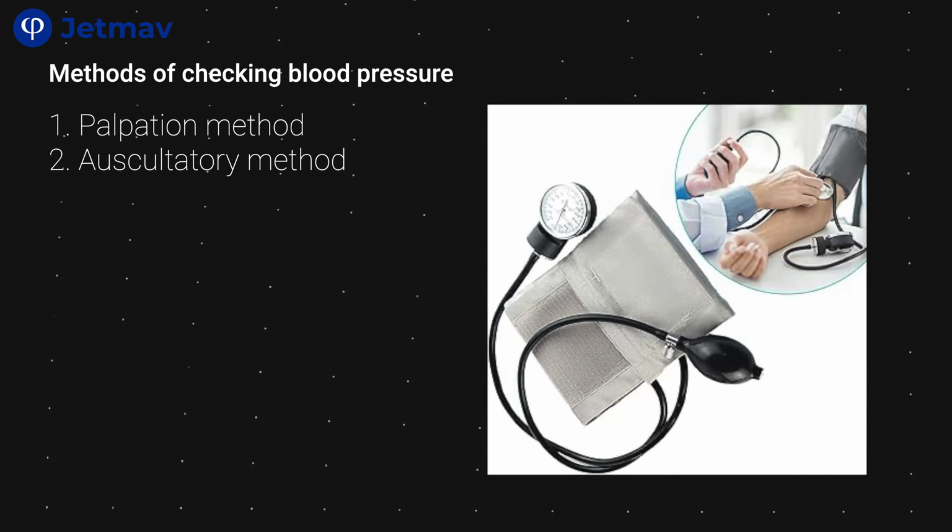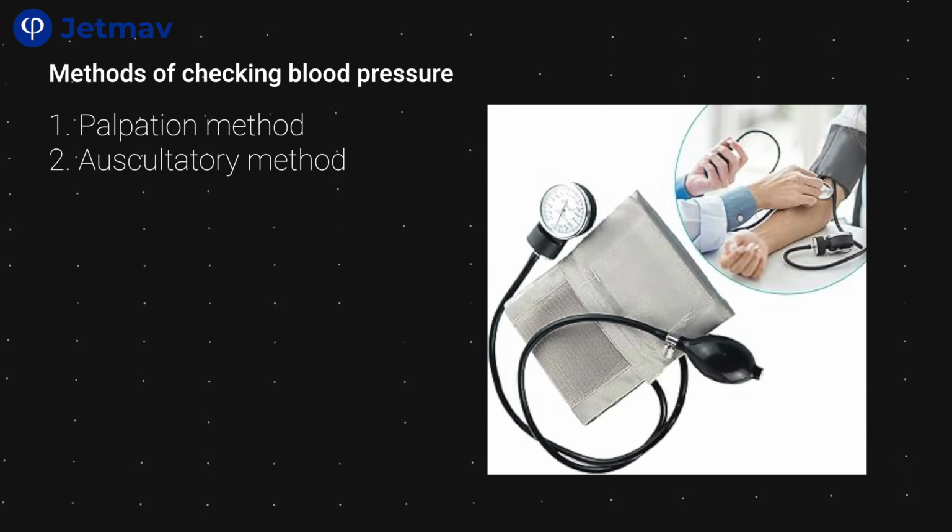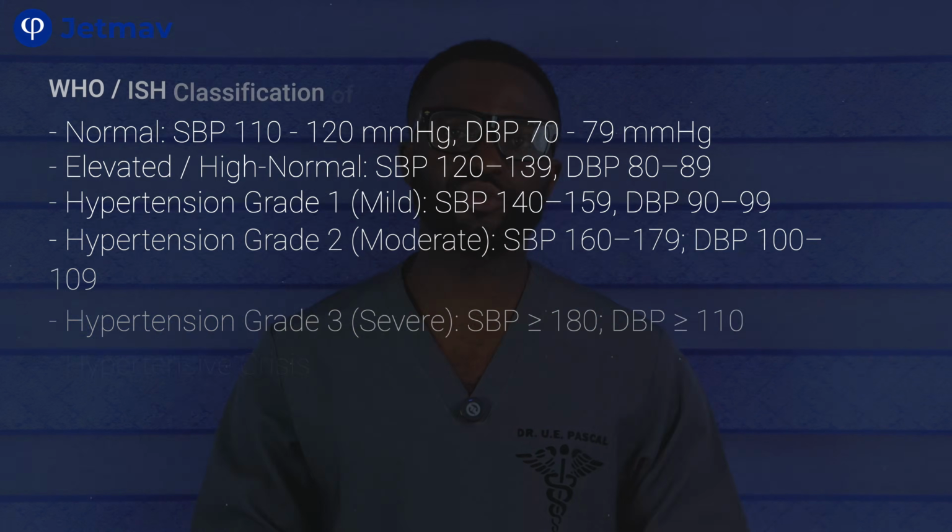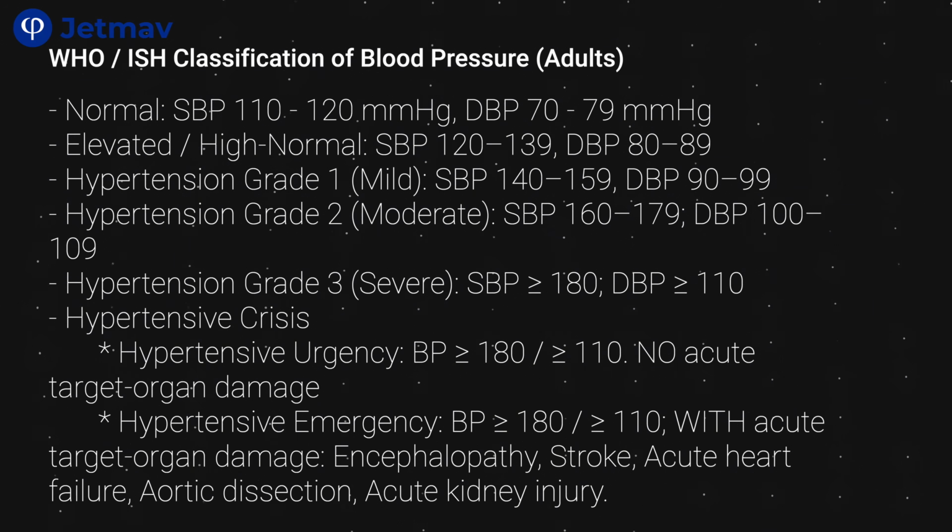For the auscultatory method, you place the diaphragm of your stethoscope at the elbow. So you auscultate for brachial pulsation. You gently deflate the sphygmomanometer. While deflating, you hear the first sound, which is the systolic blood pressure. The point where you stop hearing that sound is your diastolic blood pressure. A normal blood pressure in adults is usually between 110 to 120 millimeters of mercury systolic, while the diastolic is between 70 to 79 millimeters of mercury.